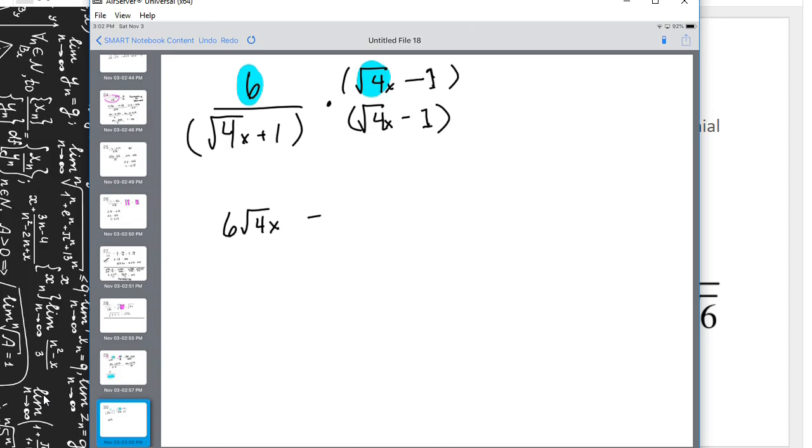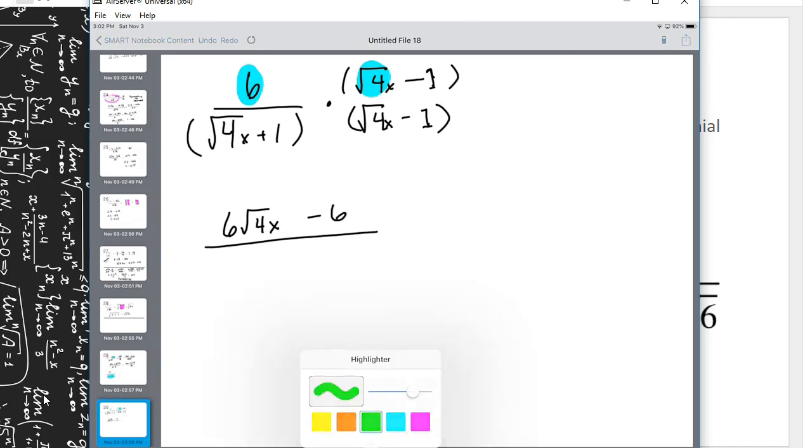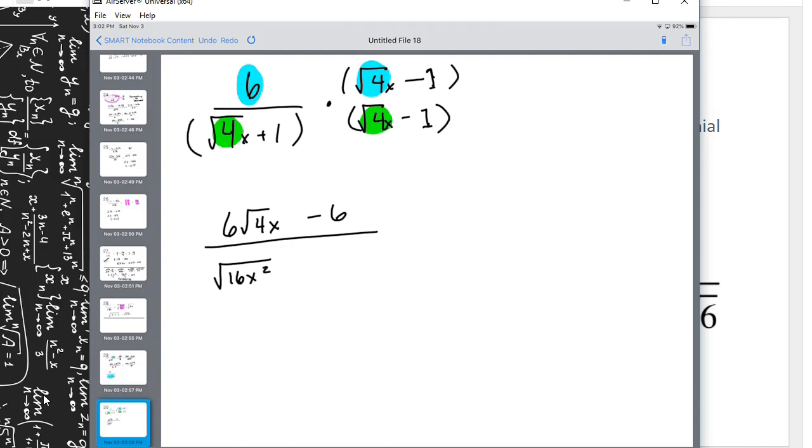6 times negative 1 is negative 6. This will all be over, and here we're going to have to do foiling. So first, root 4x times root 4x is root 16x squared. Root 4x times negative 1 is negative root 4x. Positive 1 times root 4x is plus root 4x. So see, that's what I'm talking about, canceling out those middle terms. And finally, 1 times negative 1 is negative 1.